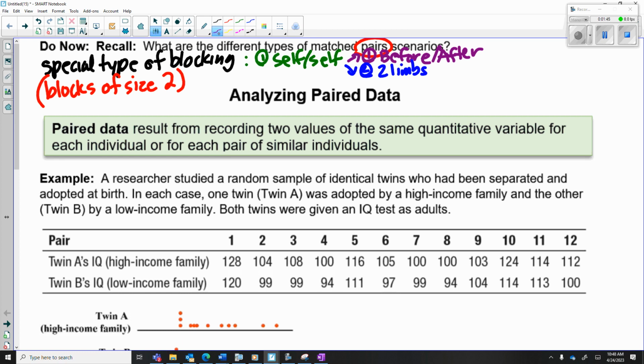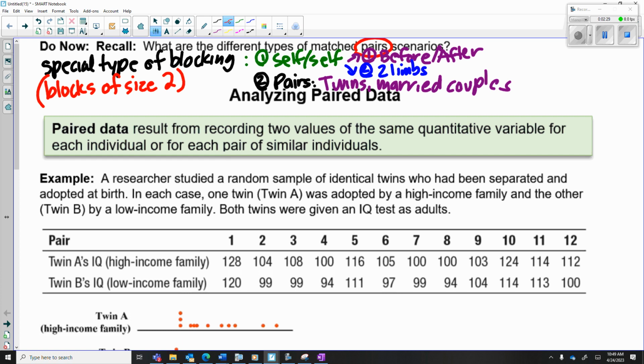The other type of match pairs is actually a block of size 2, where you're pairing people who are as alike as possible with respect to that variable. So the actual pairs that we talked about could be twins, could be married couples, could be things like that. Maybe we're just separating people based on their gender and their height. We just block them in terms of size 2. And then remember, what we do is we flip a coin and we let heads represent the one person gets the one treatment, tails be the other, and then you compare within the pair.